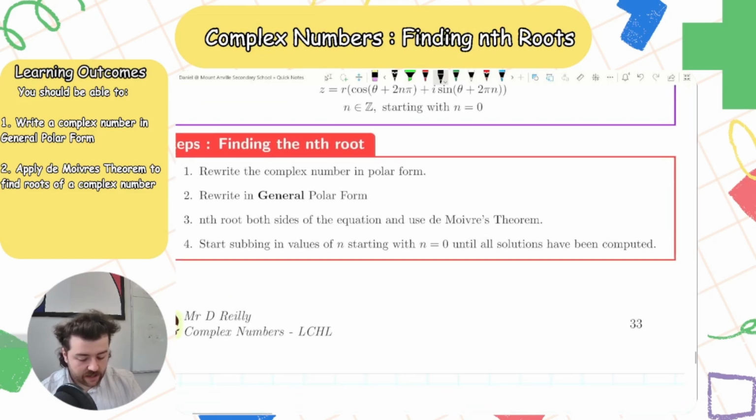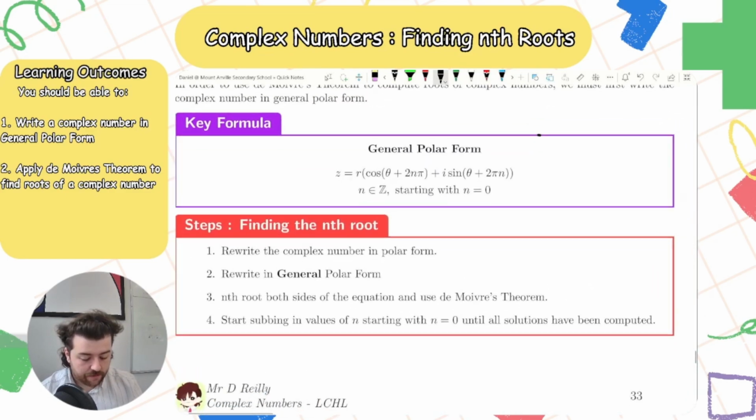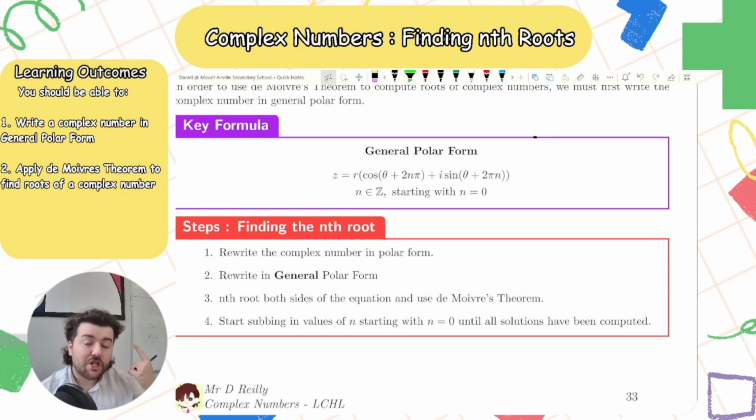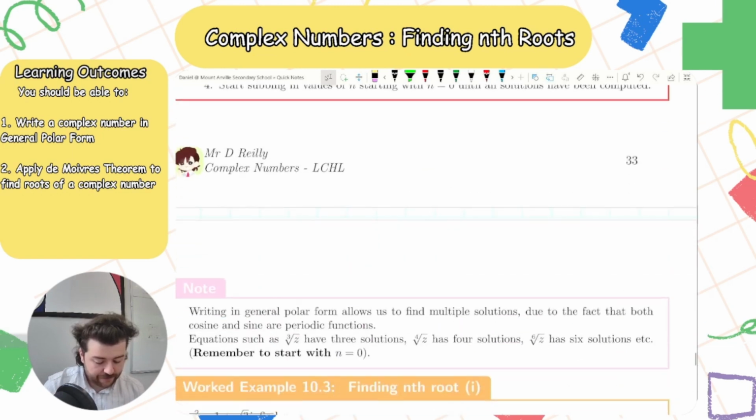So how do we do it? You first rewrite your complex number in polar form. You then rewrite it in general polar form. Then you take the nth root of both sides, and then use de Moivre's theorem. Finally, to get all of the roots of my complex number, I sub in values of n, and I start with n is 0. If I'm looking for three roots of z, it's going to be n is 0, n is 1, n is 2. If I'm looking for five roots, it's going to be n is 0, 1, 2, 3, 4. That gives me 5.